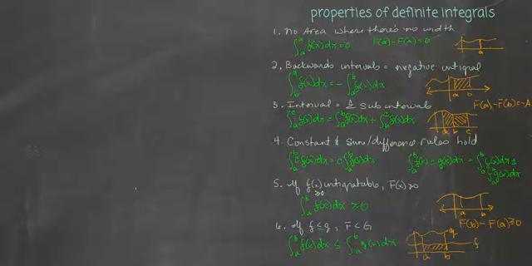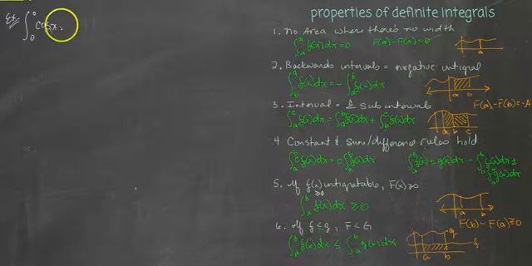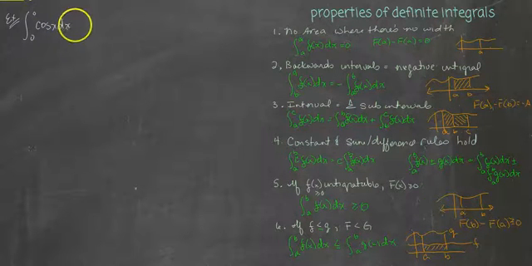And that's it for the properties. Let's do a couple of examples and see if we can use them. So let's calculate the antiderivative from 0 to 0 of cosine of x. So we have a property that says this is going to equal 0, but let's go ahead and calculate it.